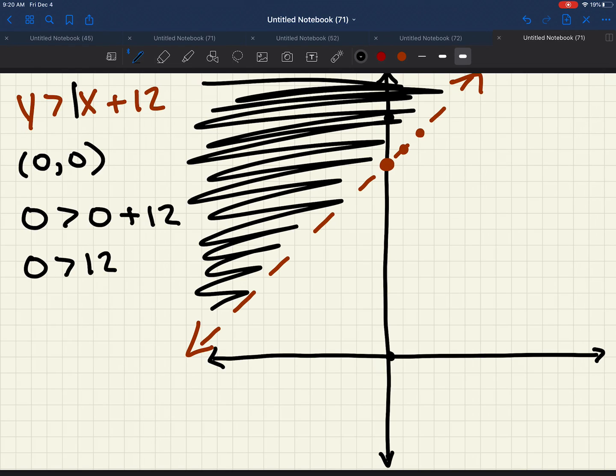Okay? But basically, if you'll just choose 0, 0 if you can, if it's true, shade where 0, 0 is at. If it's false, shade on the other side of the line. Okay? Does that make sense? Okay, let's do another one.